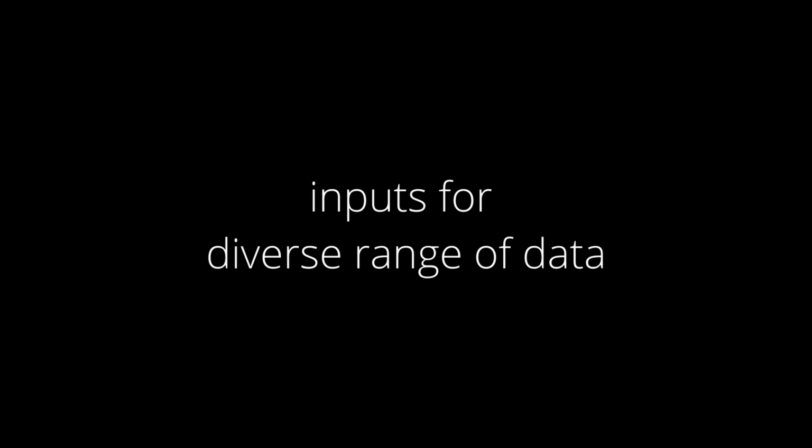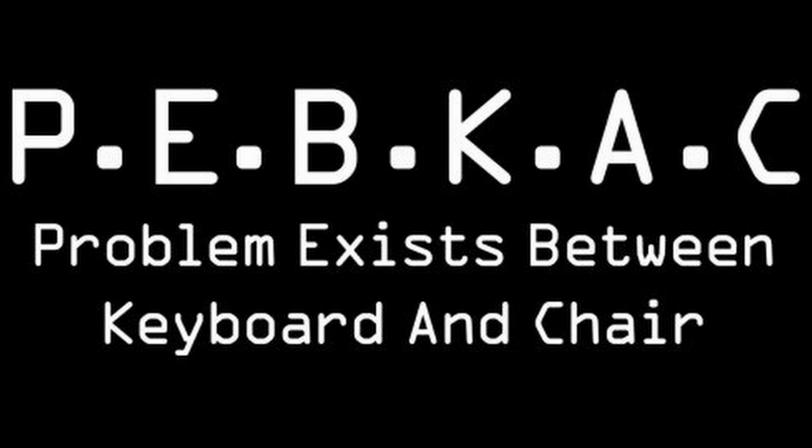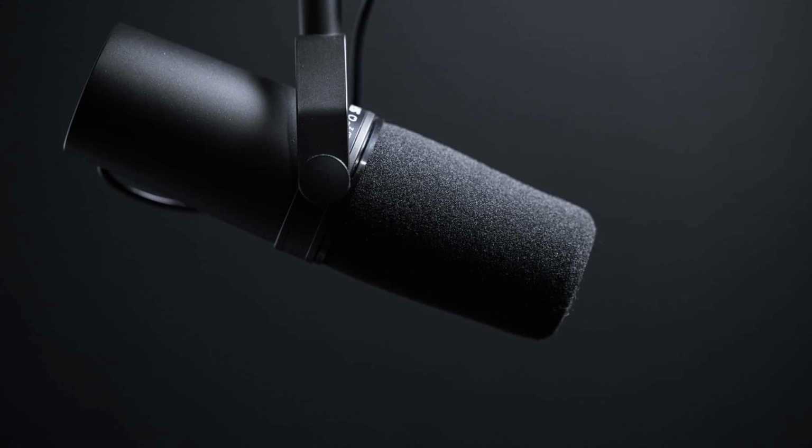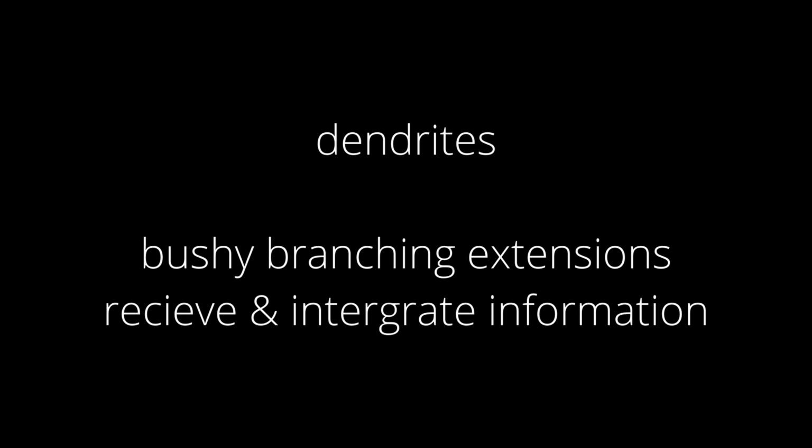A computer has inputs for a diverse range of data. For example, video input in the form of a camera, human input from mice, keyboards, etc. In our example, the computer's input would be the microphone, a form of audio input. It takes in sound from the environment and turns it into something the computer understands. The dendrites are the bushy and branching extensions that receive and integrate messages.